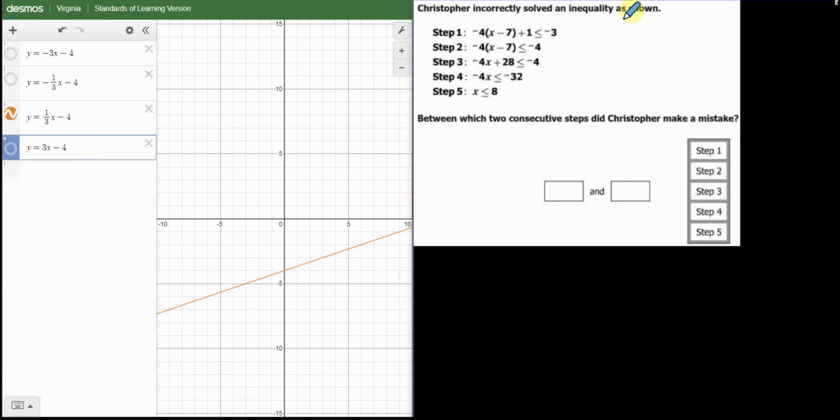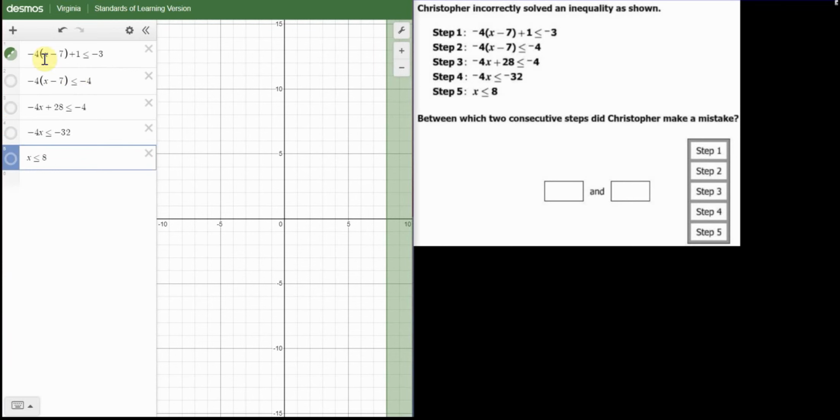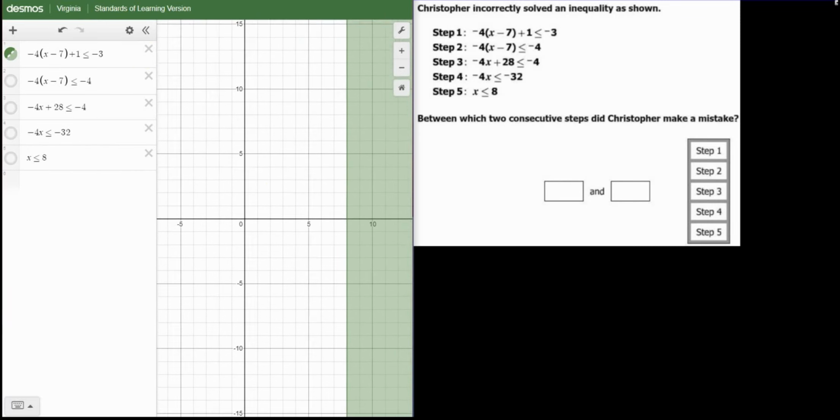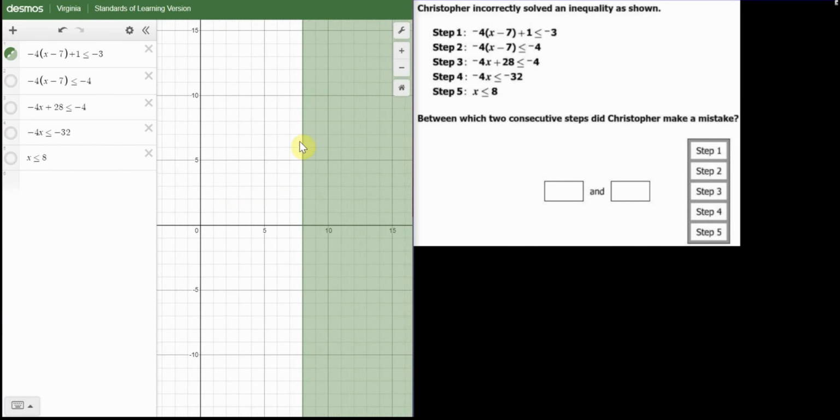Christopher incorrectly solved the inequality as shown. So if each step is done correctly and you graph them, you should get exactly the same picture. Again, we're talking about how to use Desmos to get or check your answers. So I'm going to graph these. Here's the original problem, line 1, and I'll drag this over a little bit so you can see what's been graphed. You can see it graphed the line, and it's shaded to the right of 8.